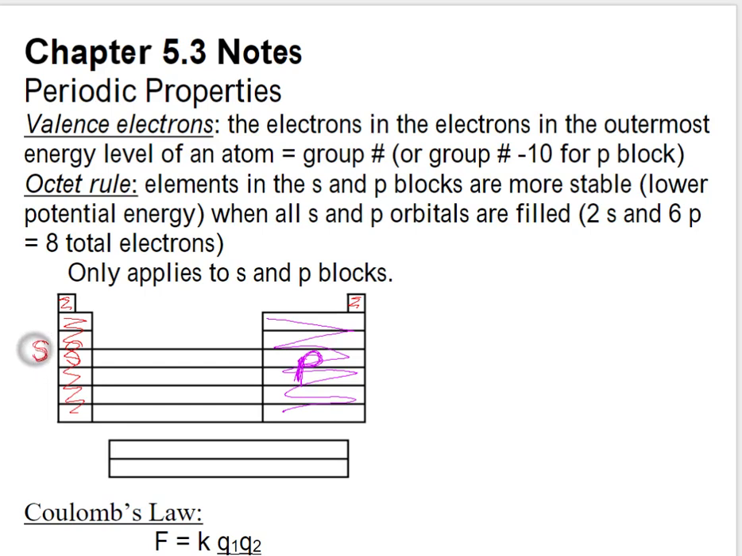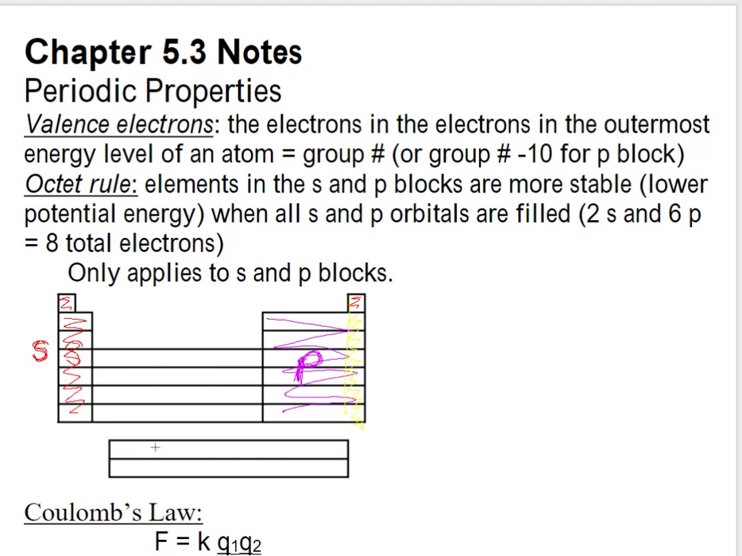Let's make this darker. So the S block is the first 2 groups, and the P block is these 6 groups over here on the right. When all of these orbitals are filled, it has lower energy, and the ones that have a full octet are going to be these noble gases right here. So this little section, group 18, these have completely filled S and P orbitals, so they are more stable, they're lower in energy, and all the other elements in the S and the P block want to be like the noble gases. That's why they're noble. They're the snooty gases.